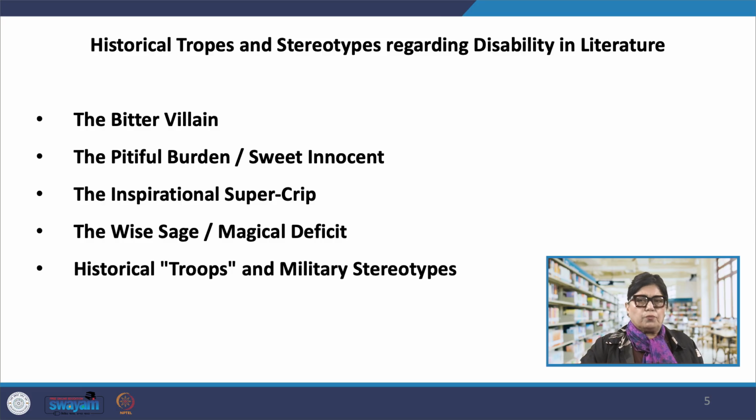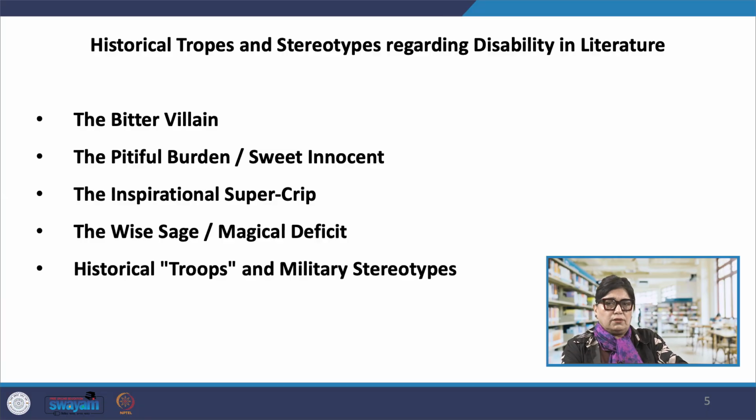Some of the most common tropes and stereotypes that use disability as a prosthesis include the bitter villain. Physical differences mirror internal malice or evil. Examples include Shakespeare's Richard III or Captain Hook. This archetype will be discussed in greater detail later in this lecture. The pitiful burden or sweet innocent: disabled characters are stripped of agency and used solely to evoke sympathy or teach able-bodied characters about compassion. An example is Tiny Tim in A Christmas Carol.